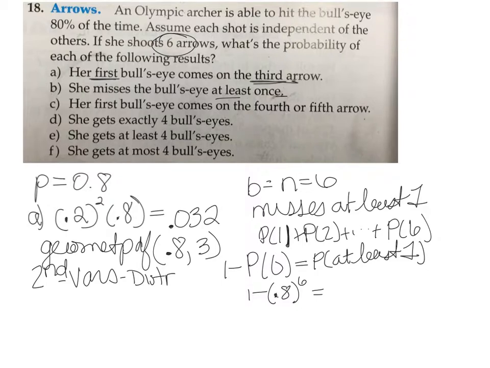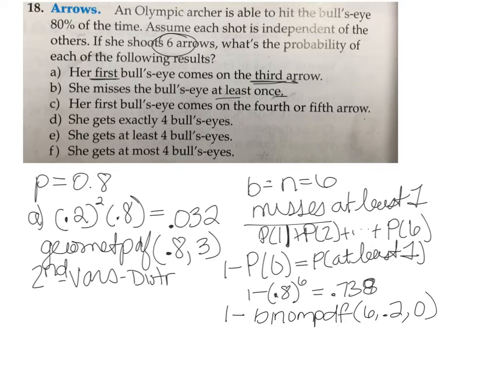If I was doing this into the calculator, I get 0.738. The calculator command would be 1 minus binom PDF, 6 trials. We're talking about missing, so the probability is 0.2, comma 0, and that gives us the same answer. Again, geometPDF and CDF, binomPDF and CDF are in your second VARS menu.